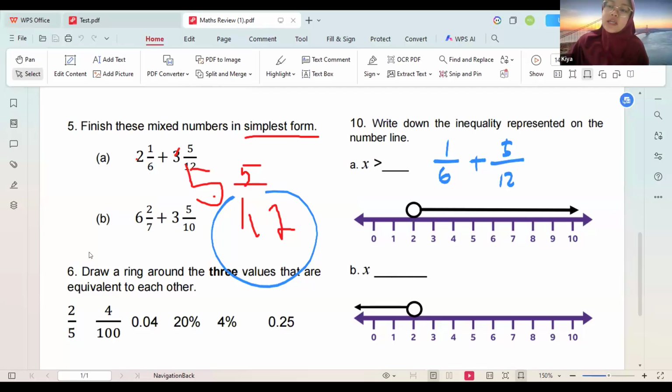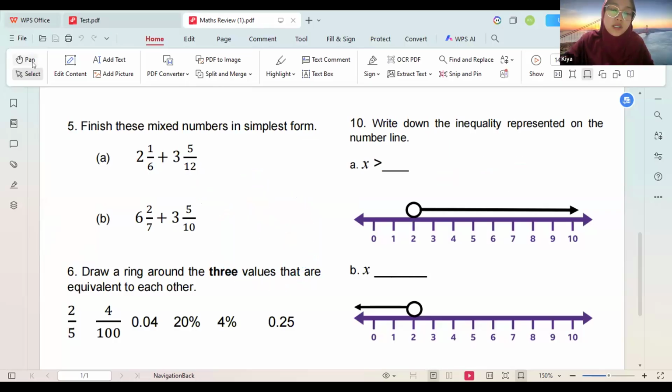Jeffrey, can you just solve on the screen so I can see your solving? Okay, can you show me please? Show me your work here. Because I think you are correct, you have 5 whole for the whole, and then you just add 1 over 6 plus 5 over 12 here.